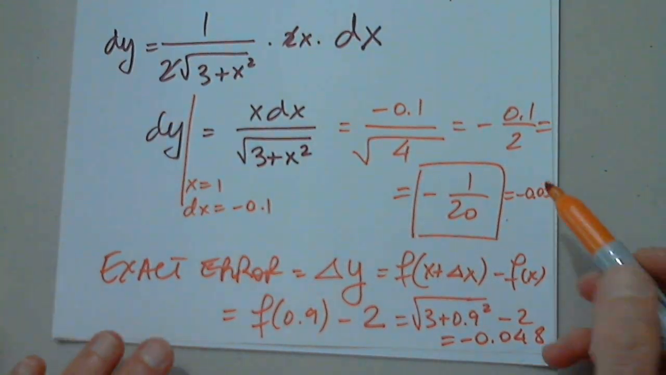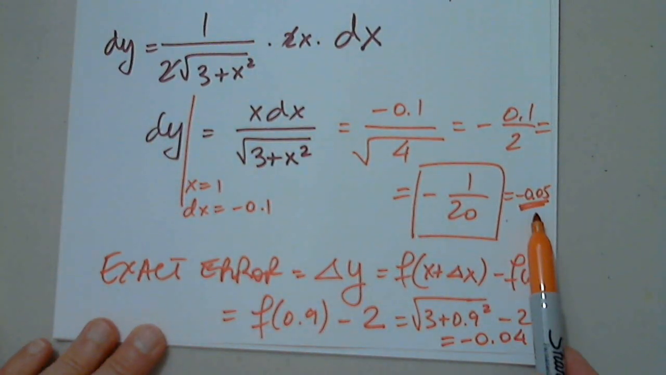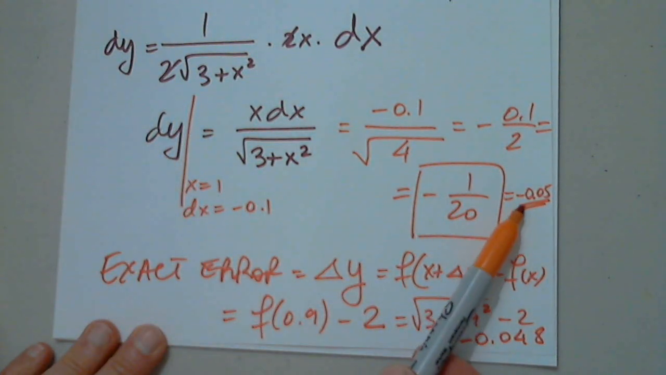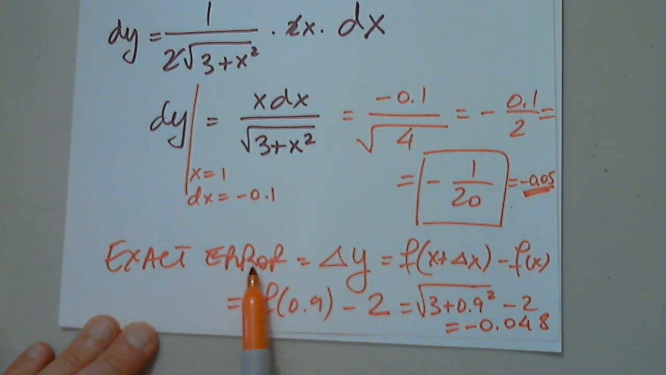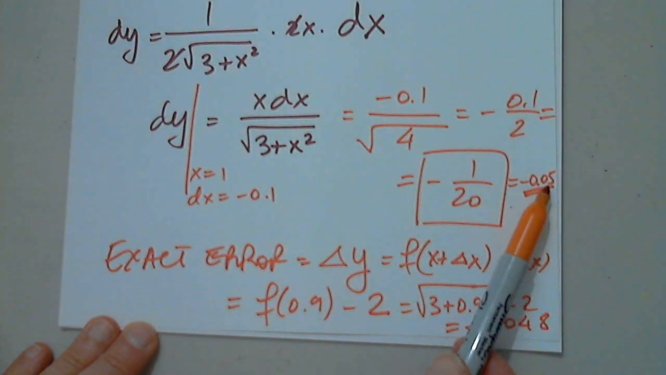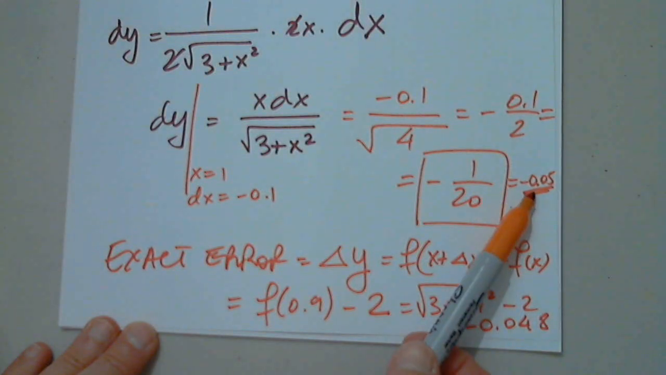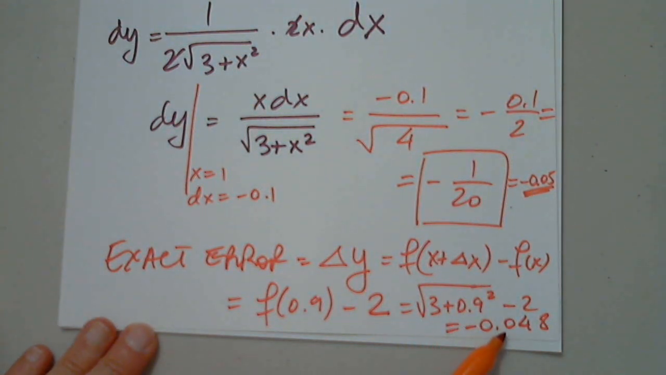Okay, so the approximate error in the function using the derivative is negative 0.05. The exact error in the function, not using the derivative, but just using algebra, is negative 0.048. So the error, of course, it will never be exact, has a minor error of 0.002. This is the approximation, and this is the exact. Any questions?